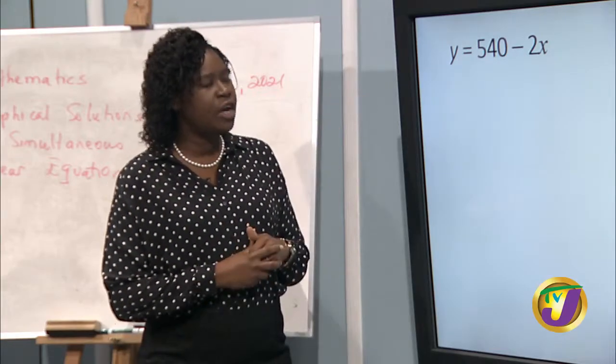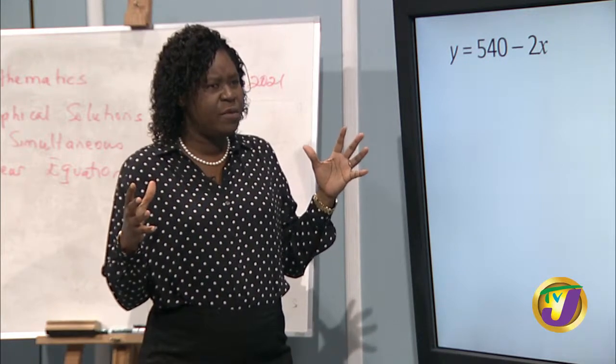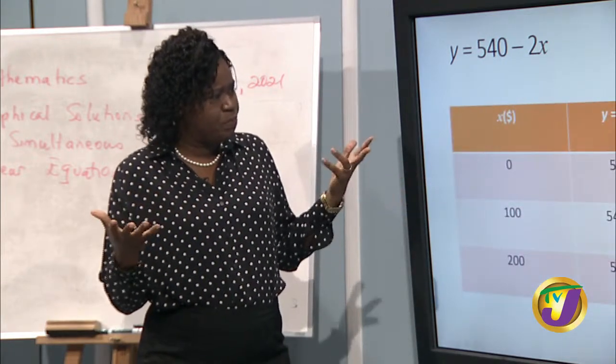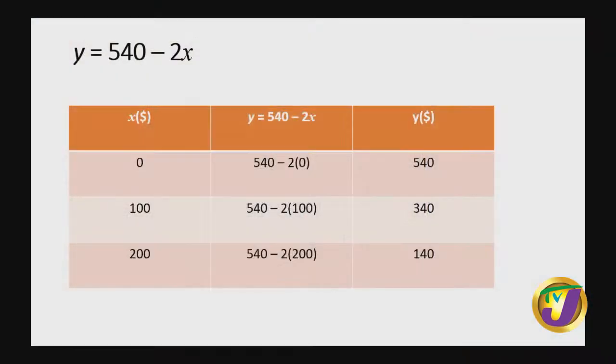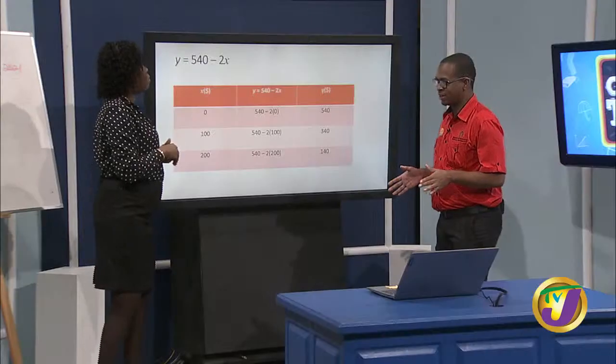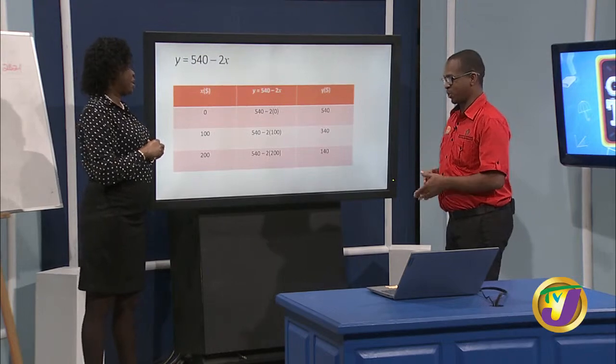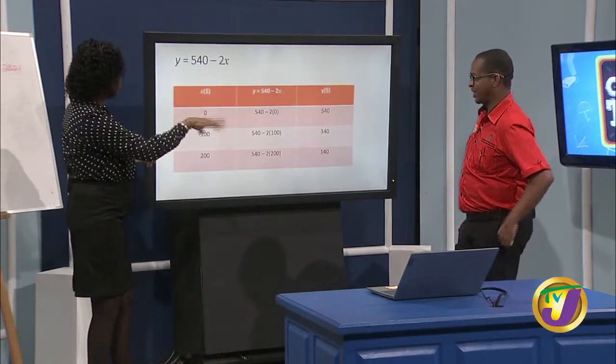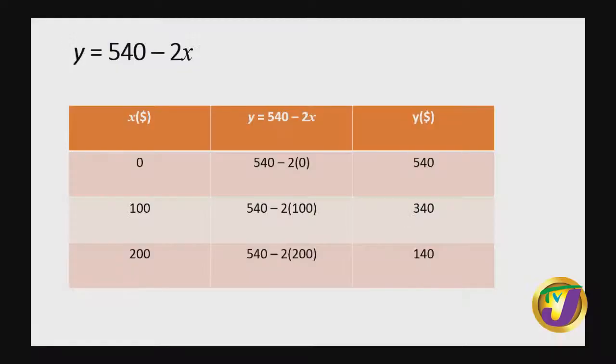So what's the first thing we want to do to solve this? I'm thinking a table would be useful so that we could generate some values. As we discussed, there are different ways we can solve simultaneous equations: the elimination method, the substitution method, and the matrix method. We are going to be looking at the graphical method today. I personally love graphs. I'm so excited. But don't get too excited, Tyrone. Let's take it one step at a time.